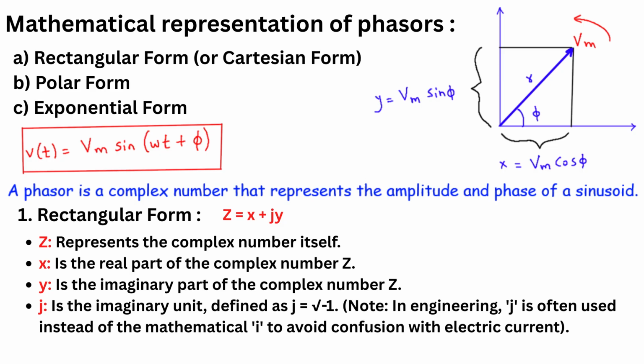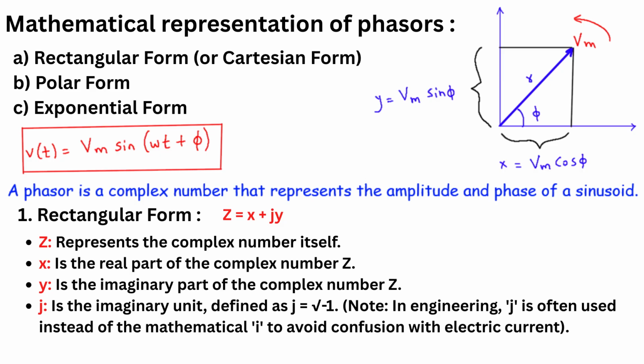Okay, so that's our complete, time-varying sinusoid. It's a beautiful description, but it's a bit of a handful to work with. This is where the phasor makes its grand entrance. Let's focus on the definition. A phasor is a complex number that represents the amplitude, Vm, and the phase, phi, of a sinusoid.